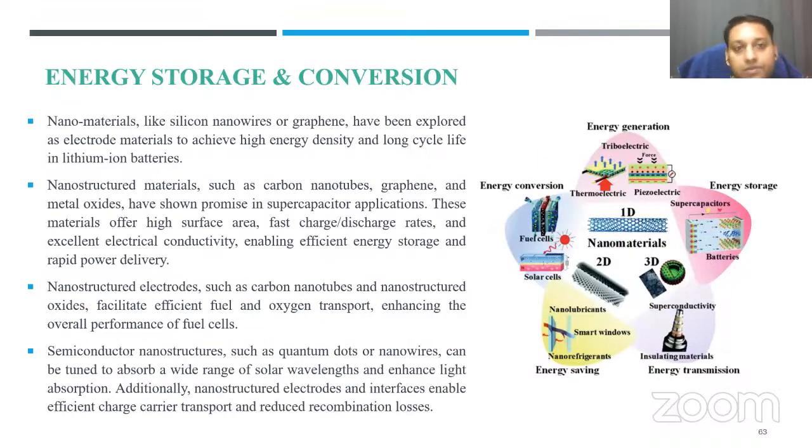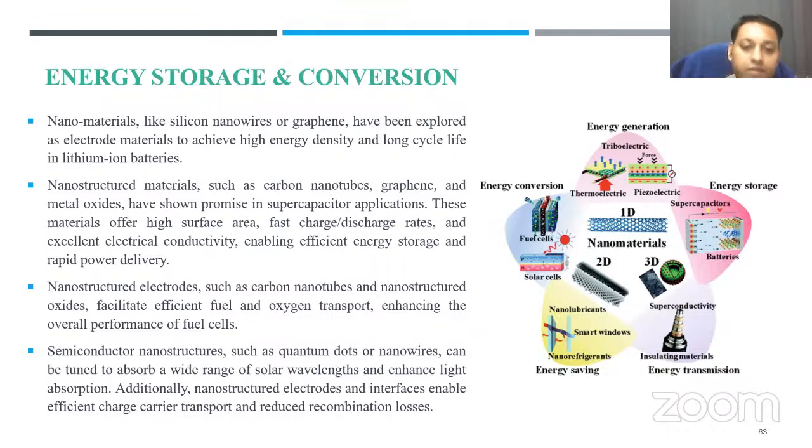Now we come to another use case, that is the energy storage and conversion application. In energy storage, the application is in terms of batteries, supercapacitors, piezoelectrics and thermoelectrics, and also solar cells, LEDs, etc. So nanomaterials like silicon nanowires or graphene have been explored as electrode material to achieve very high energy density. Carbon nanotubes and graphene have been used for supercapacitor applications because of their fast charging and discharging rates, excellent electrical conductivity, efficient energy storage and rapid power delivery.